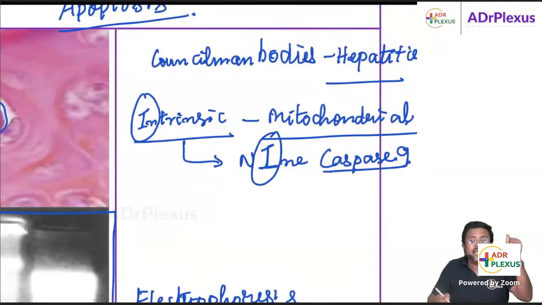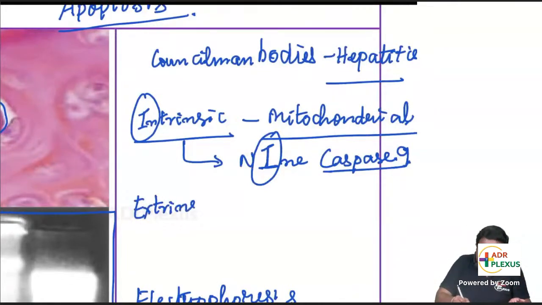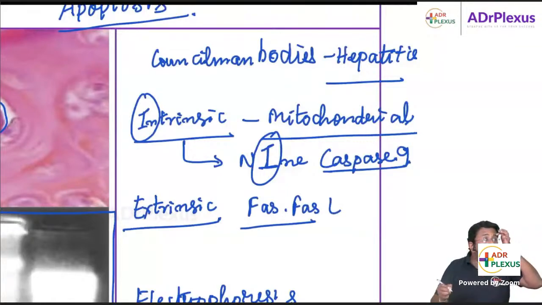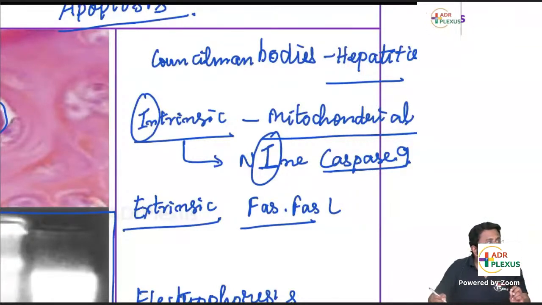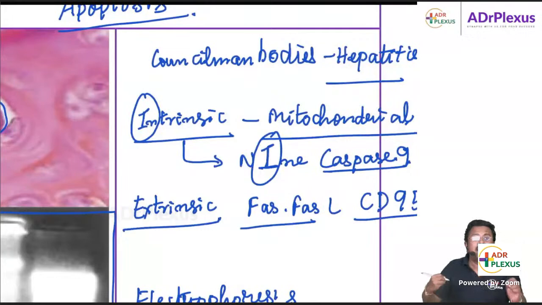Then extrinsic pathway, that is via the death receptor. What are the death receptors you know? FAS and FAS ligand. What is the CD marker for apoptosis? It is nothing but CD95. CD95 is the marker of apoptosis.